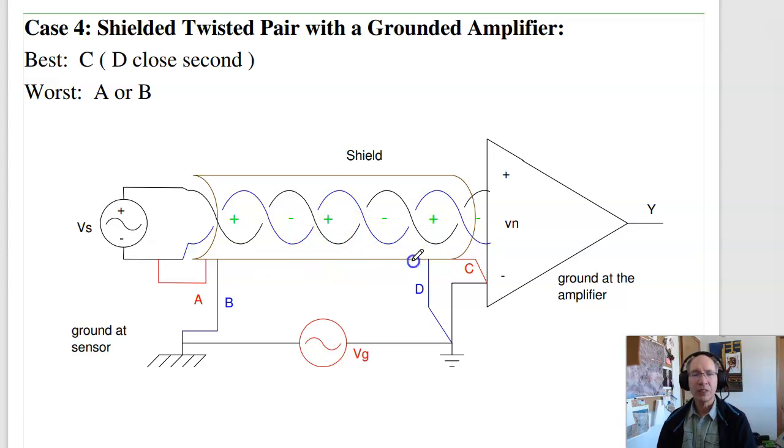Well, the worst thing you can do is ground it at both B and D. So if the amplifier is grounded, I don't want to ground it over here. That gives you a ground loop. The best case is ground the shield right here, so I only have a single ground, or ground it right here at the amplifier. There's a small wire right there. C is actually a little bit better than D. These are about the same. Worst thing you can do is ground it at 2 points.